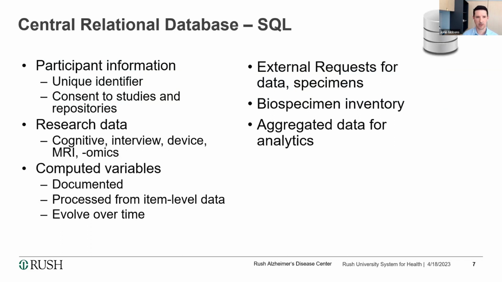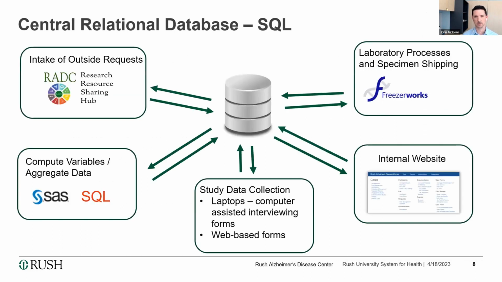To hammer that home, it really is the middle of everything. There's no system that just goes out from the database. Everything's coming in and out. We have our hub where we're getting our external requests. We have our computed variables, which we'll talk about a little bit. Those are being processed through our SAS system by our statisticians. We have all the data coming in from our laptops, which is going back out to our web-based forms and all our data collection systems, our matrices. We have an internal website where we're doing some of these internal processes for our requests. And then we have our freezer system where we're tracking all of our biospecimens, what we've distributed and what we have.